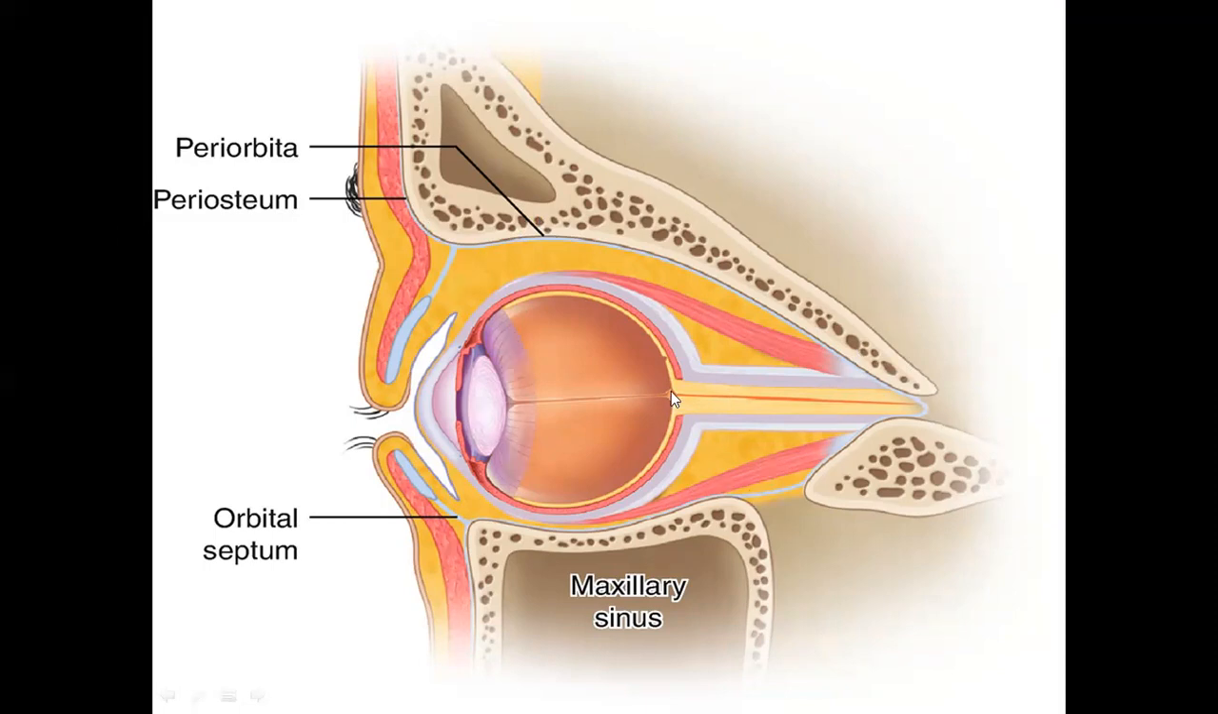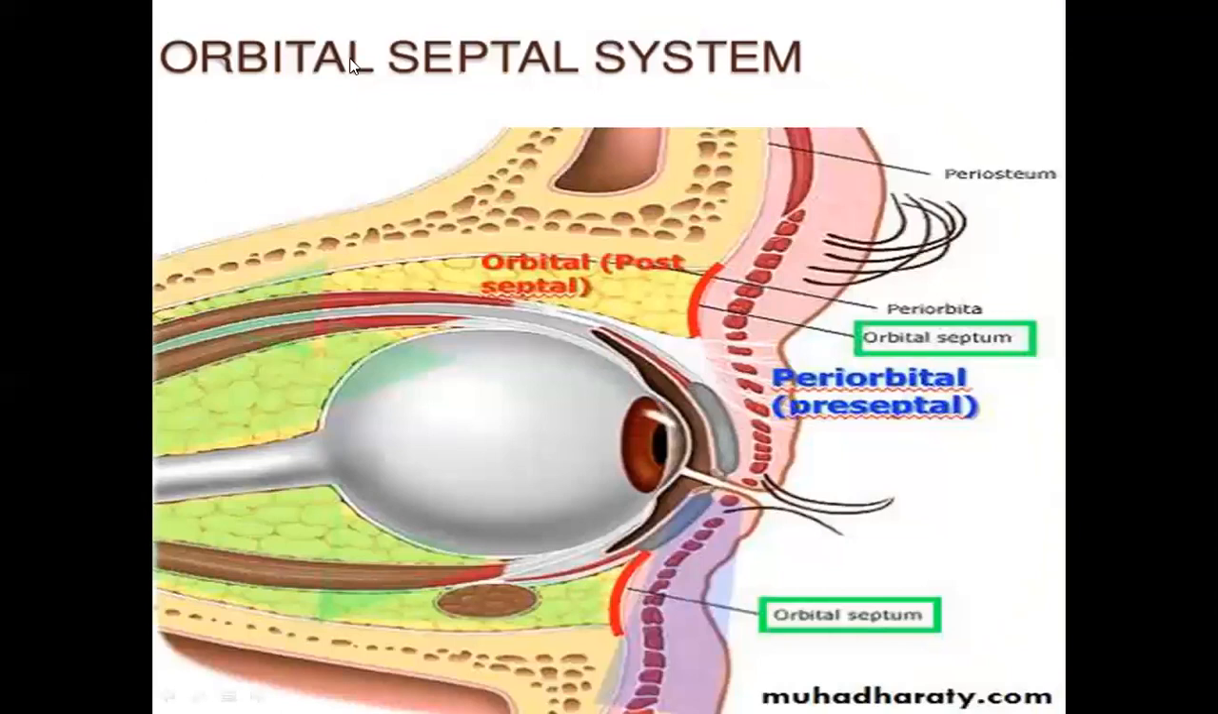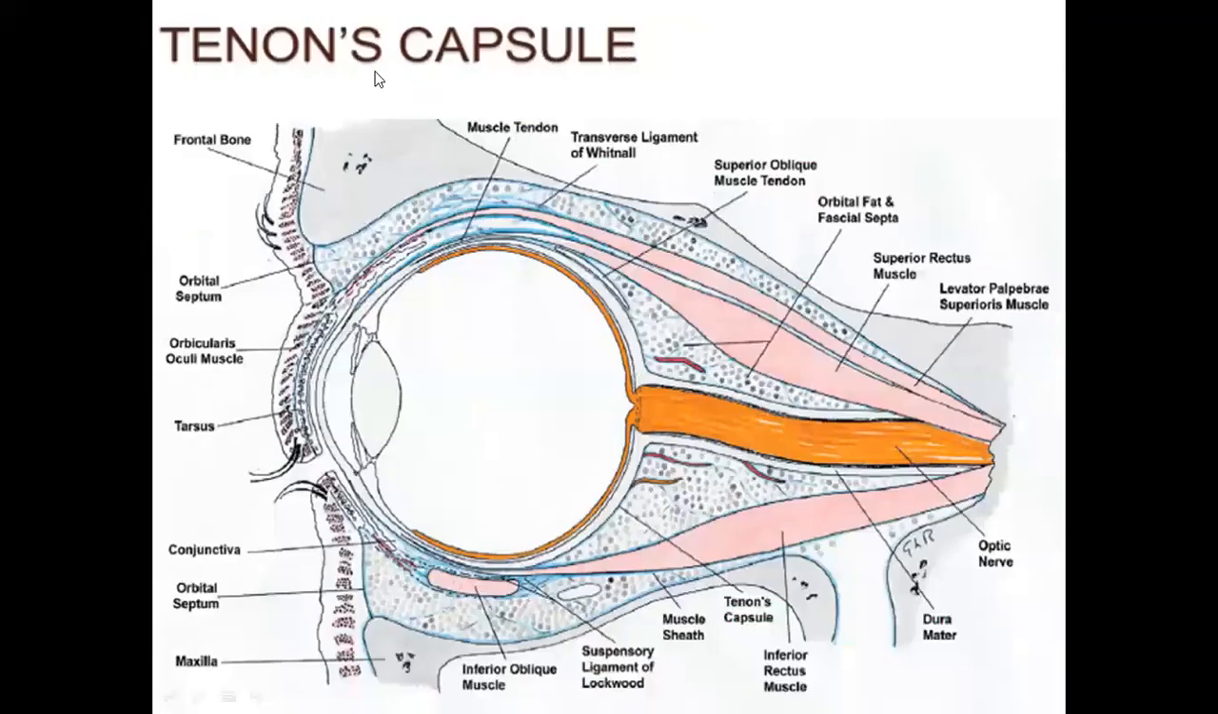Next one is about the orbital septa. See here, this red color is called the orbital septa. Near the orbital margin, this periosteum sends a flap-like continuation into the upper and lower eyelid that forms the orbital septa. Next is about the Tennant's capsule, which is also called the bulbar fascia.